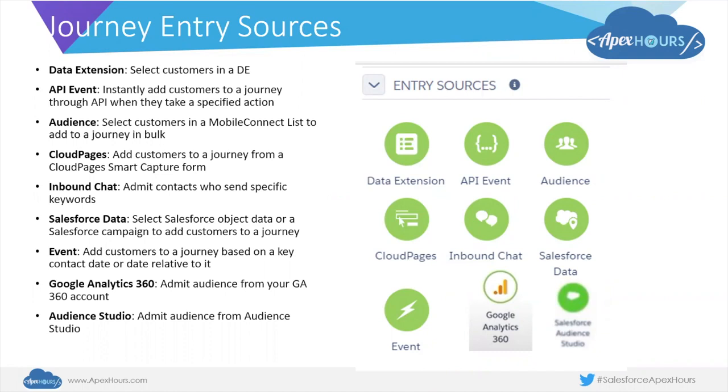The inbound chat is used to admit contacts. Whoever responds to the previous message with some specific keywords, then they will be injected into the journey. The Salesforce data event. So whenever an action like creating or updating an object record happens, then that contact can be injected into the journey.